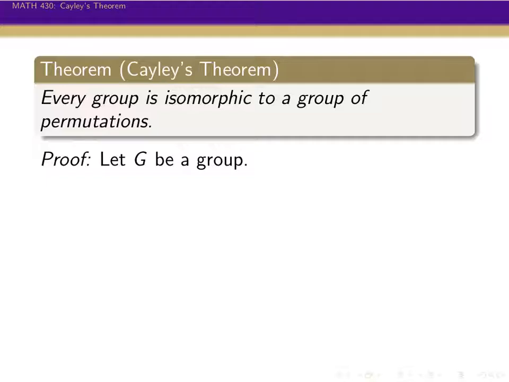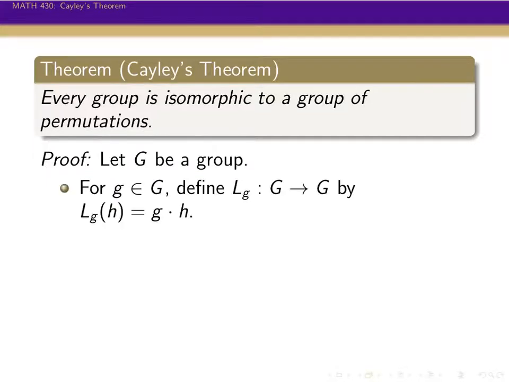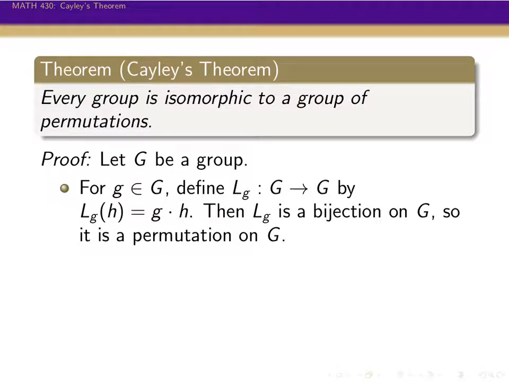So let's let G be a group. Then for each element of the group, we're going to define this map L sub g. So this is left multiplication by little g. And it's defined by L sub g of h is going to be g times h. We've looked at this map before. We have seen that this map is in fact a bijection on G, and so it is a permutation on G.